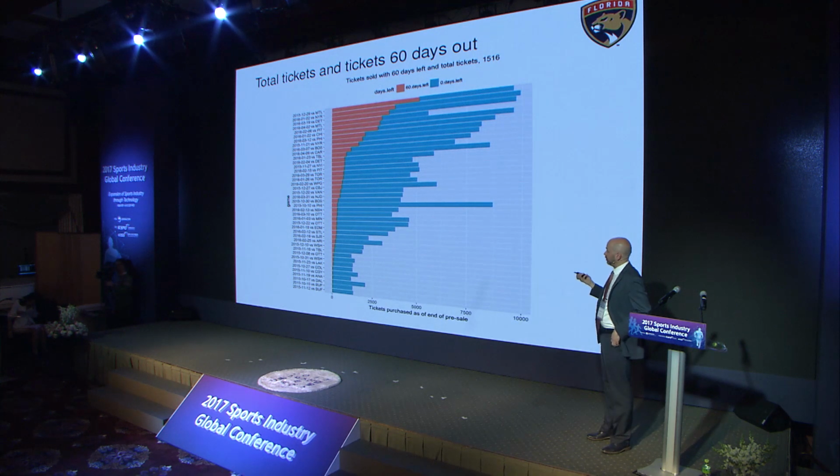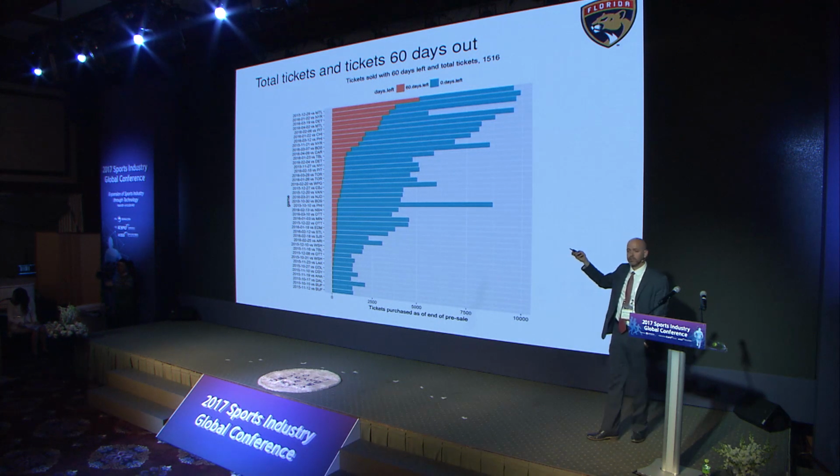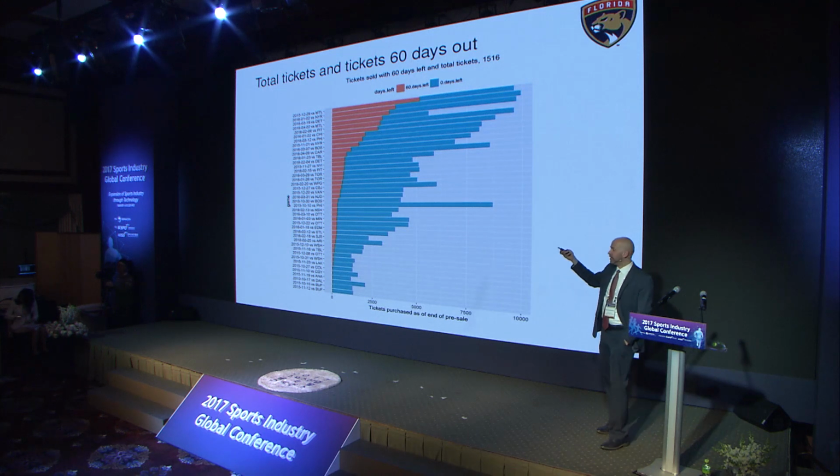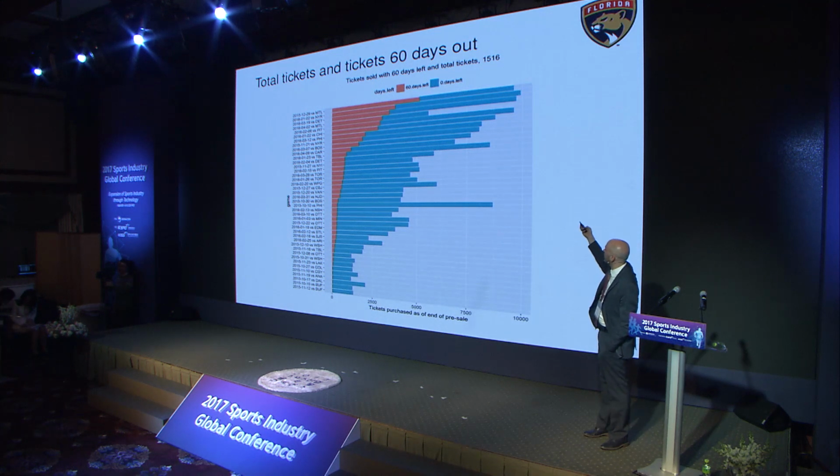So basically what we see is that the order of popularity of the games, if you look at the number of tickets that were sold 60 days before the game, matches fairly well the final number of tickets that were sold.